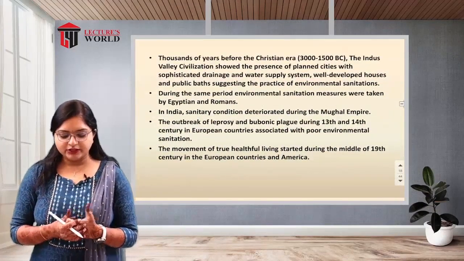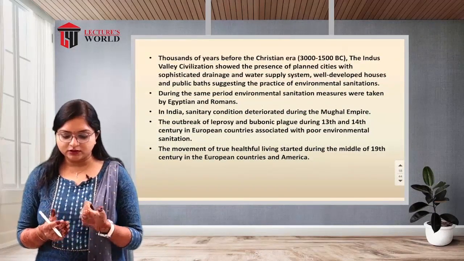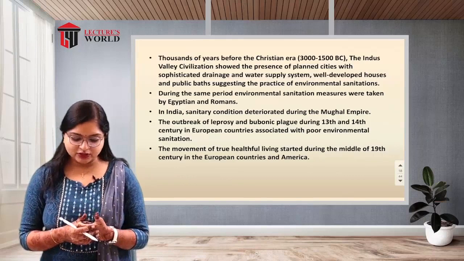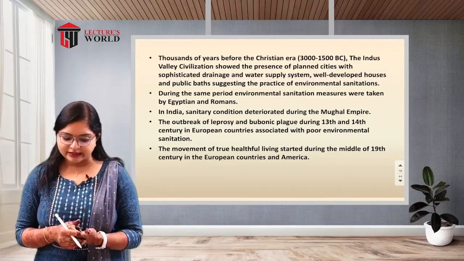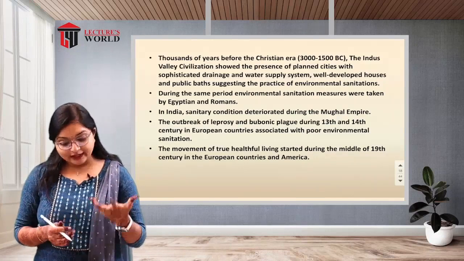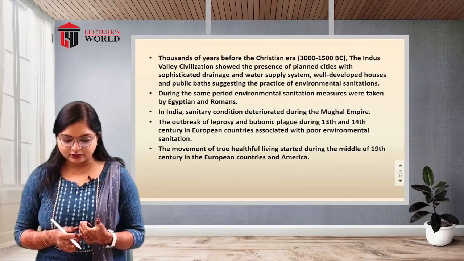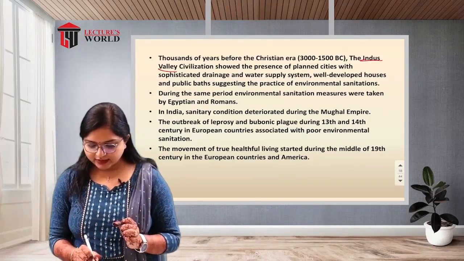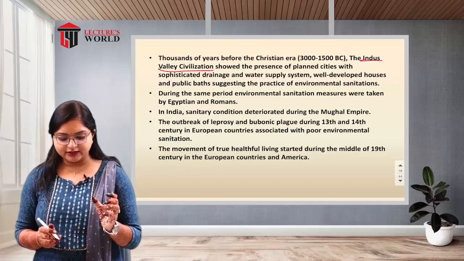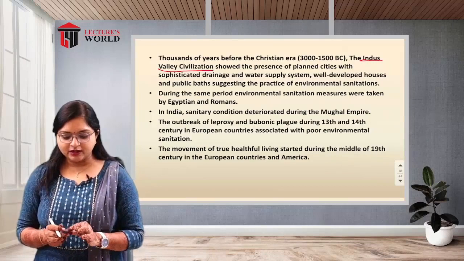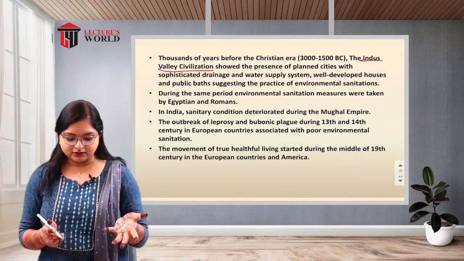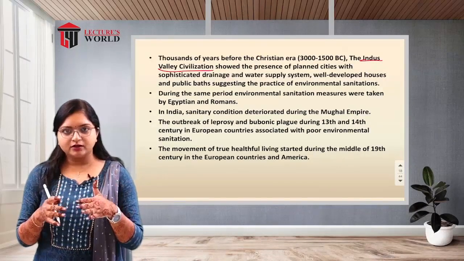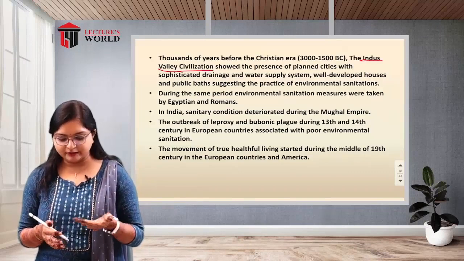Thousands of years before the Christian era, that is 3000 to 1500 BC, the Indus Valley civilization showed the presence of planned cities with sophisticated drainage and water supply systems, well-developed houses and public baths, suggesting the practice of environmental sanitation. This era is also known as the Bronze Age, and in this period there were planned cities with much more developed drainage and water supply systems.